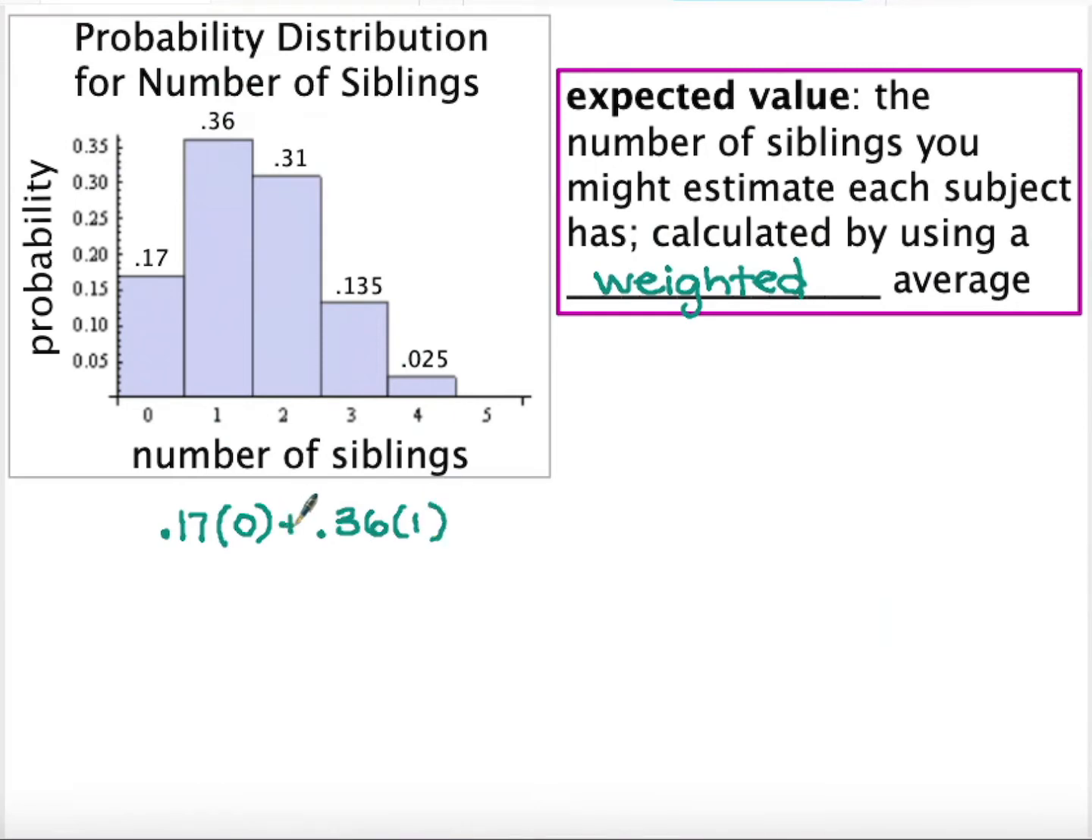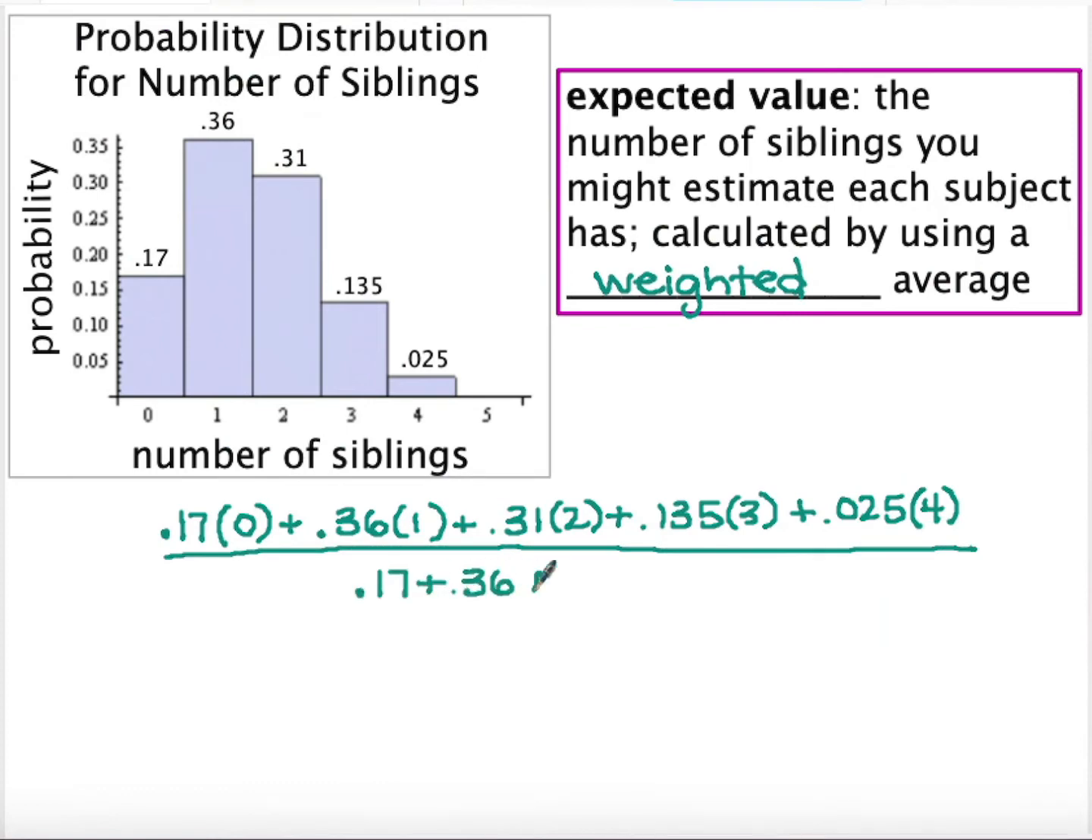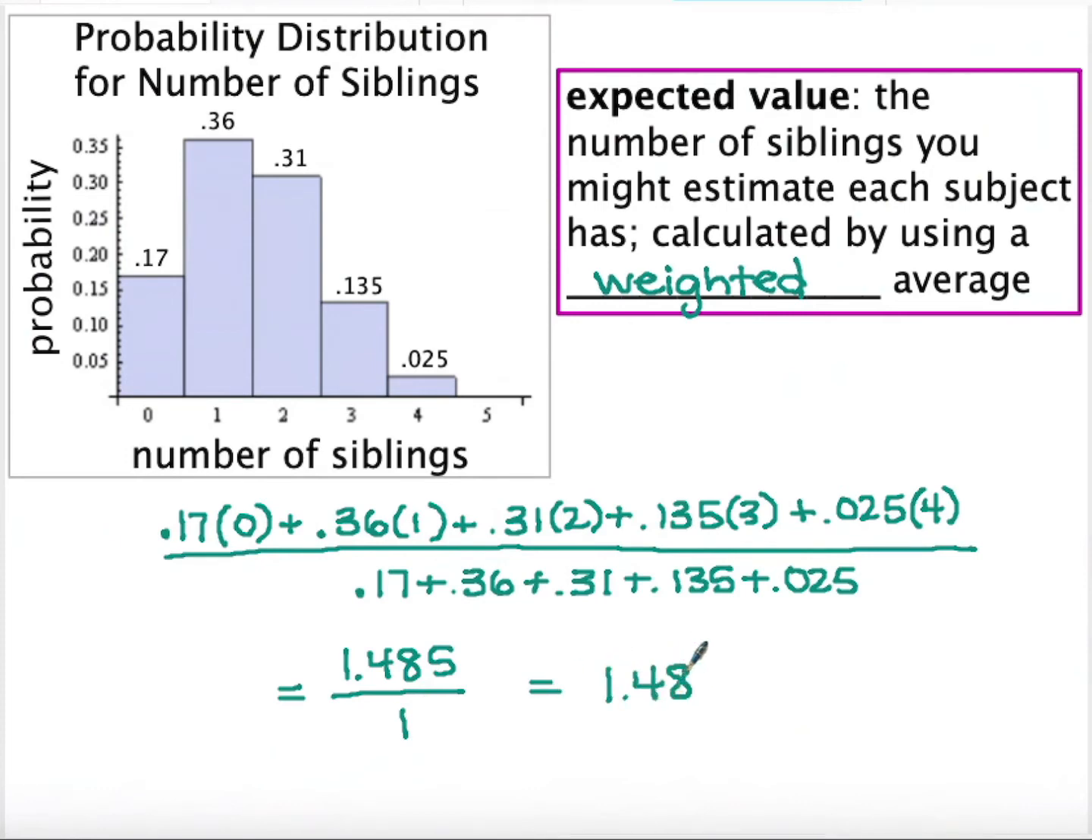And if I add together all of those, giving proper weight to each number of siblings, dividing by the total probability, comes out to 1.485 on the top and 1 on the bottom. And so that would be 1.485.